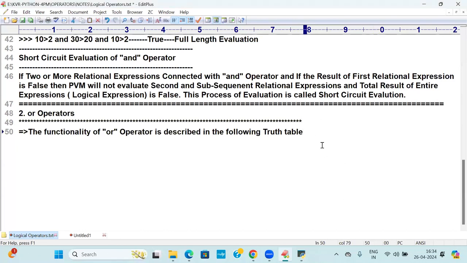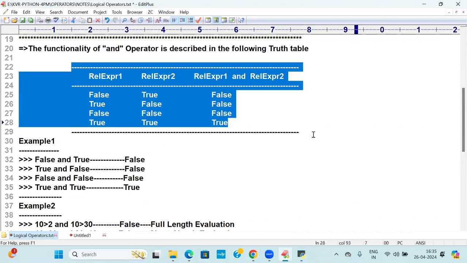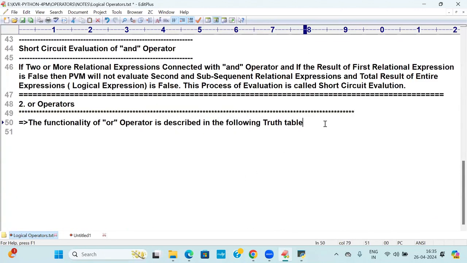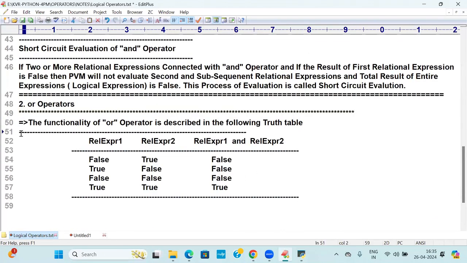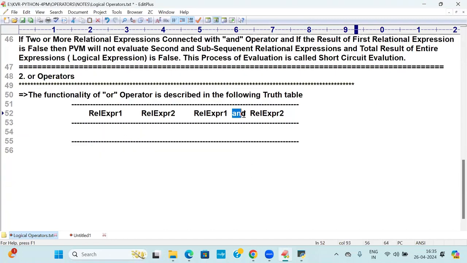Good. Now let me enter into the further. The functionality of the OR operator is described in the following table. I said on the very first day that you should see your confidence levels minute to minute, hour to hour. Are you observing that? Now I'm showing the OR operator functionality. Same table I am taking, with relational expressions. Here also, the operator is the OR operator.